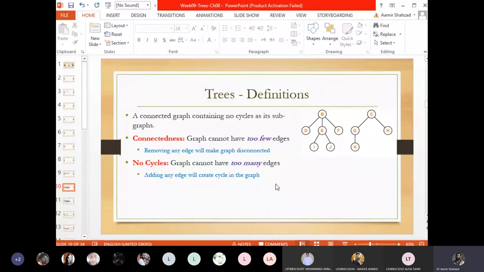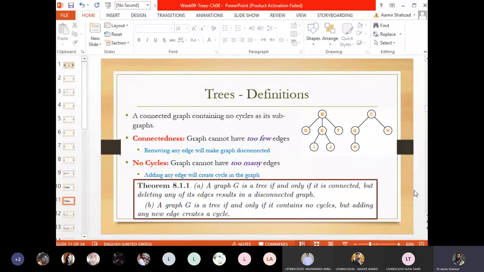So let's formally define it as a theorem. It's theorem 8.1.1 in your textbook. A graph G is a tree. कोई भी graph उसको हम tree कब कहेंगे? If and only if it is connected, and if we delete any of its edges, the graph becomes disconnected. Any of the edges. हम किसी भी एक edge को अगर हम delete कर दें, it becomes disconnected.